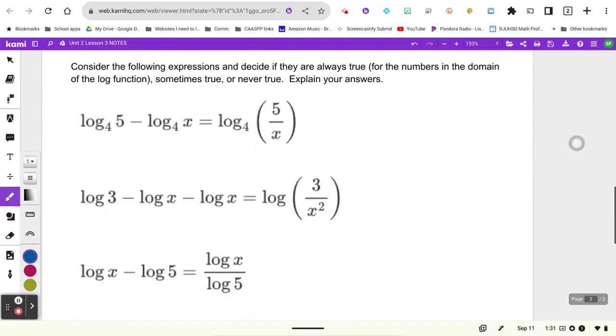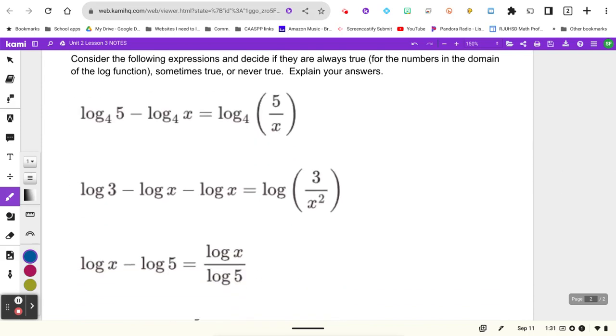Next side of your paper, we're going to consider these true, sometimes true, or never true. So here we have a subtraction, and we're practicing our rules. If we have subtraction, remember that is very similar to the symbol of division, the fraction sign. If we are subtracting, we are going to make this one a division. This one is true. This one is the quotient rule.